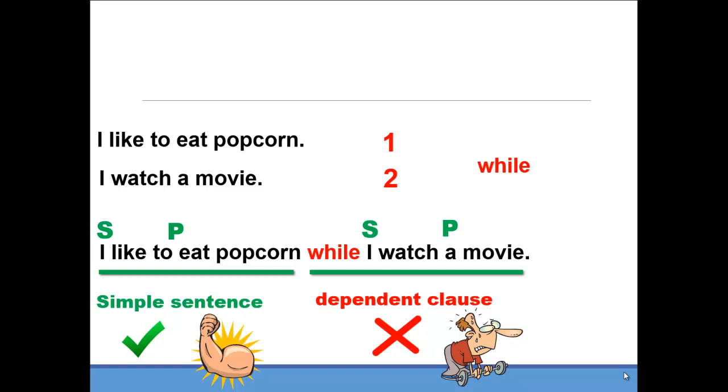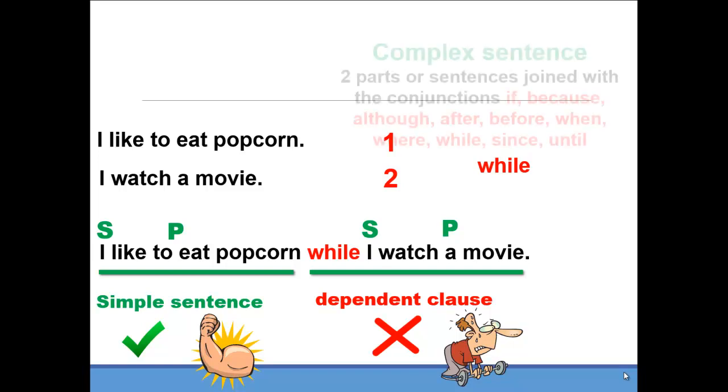Let me ask you, does the subordinating conjunction start the sentence? No, it doesn't start the sentence. So no comma is needed in the middle of the sentence or between the two parts.